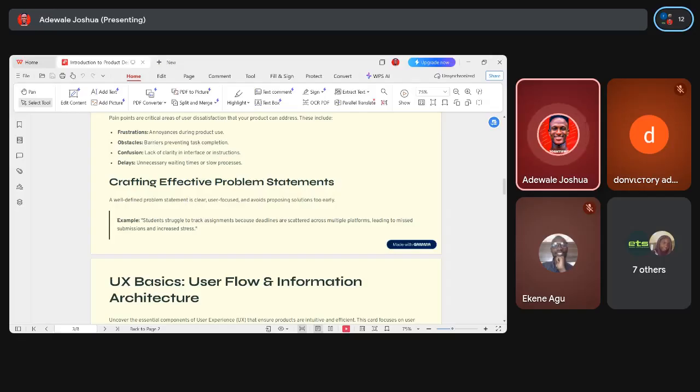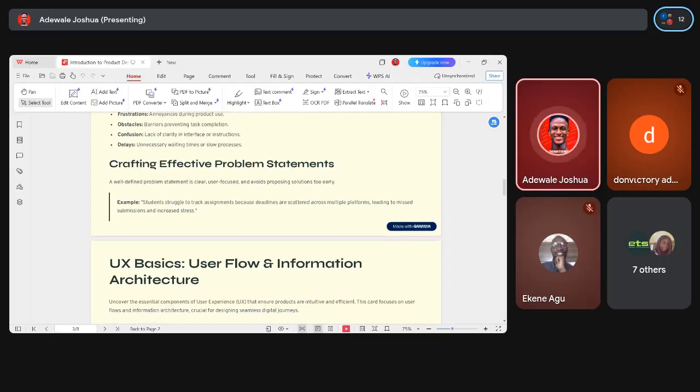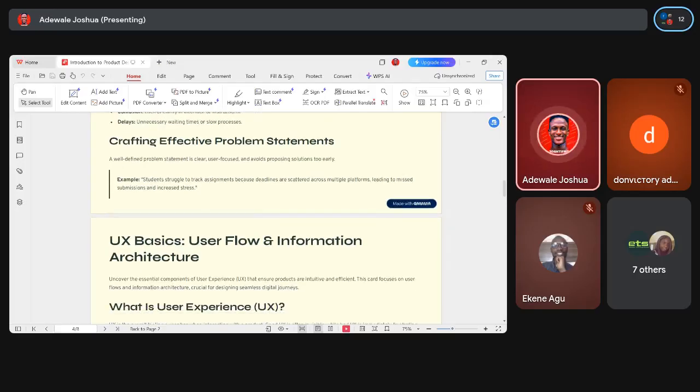So, crafting effective problem statements. A well-defined problem statement is clear, user focused, and avoids proposing solutions too early. Example: students struggle to track assignments because deadlines are scattered across multiple platforms, leading to missed submissions and increased stress.